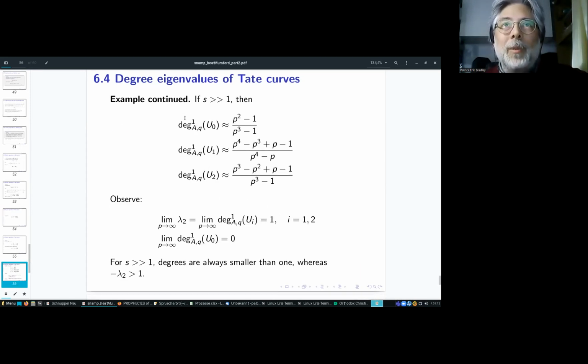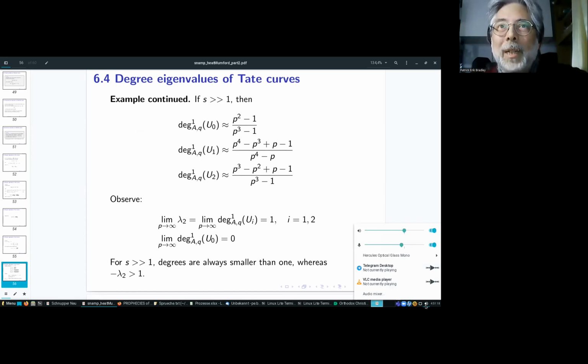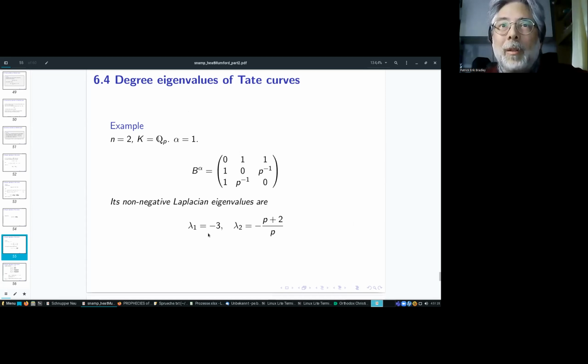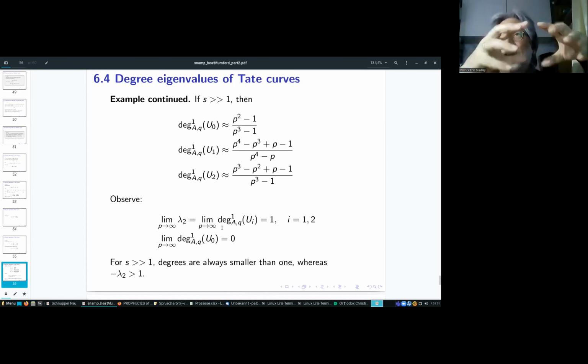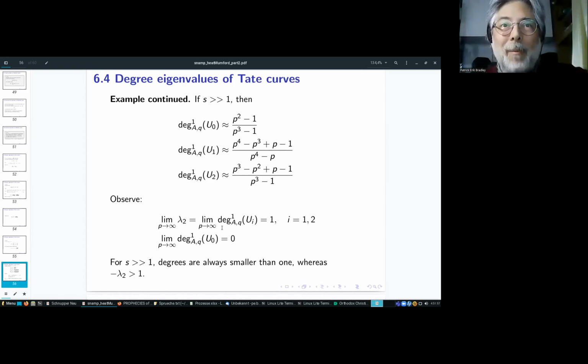And the degrees, explicitly for large s, are these rational functions in the prime p, and you observe that only the first one tends to 0, all others tend to 1, but they're smaller than 1. And the previous one, okay, you have this minus 3, its absolute value is big, but this one also tends to minus 1. So this U0 is responsible for the smallest absolute value of the eigenvalues. It can be arbitrarily small, and it's always smaller than the eigenvalues that come from the graph structure. So the degrees always are responsible for the spectral gap.